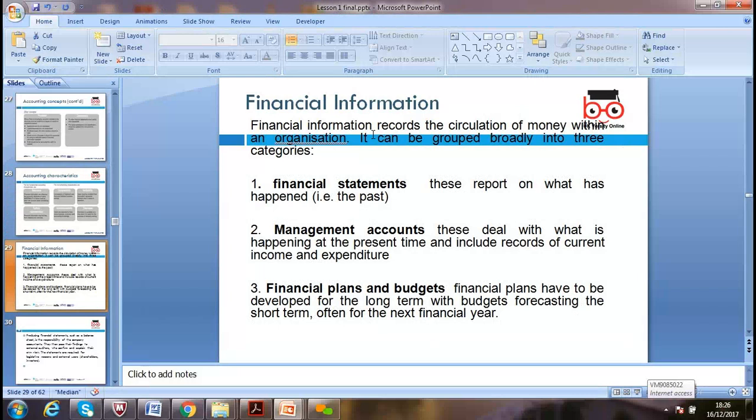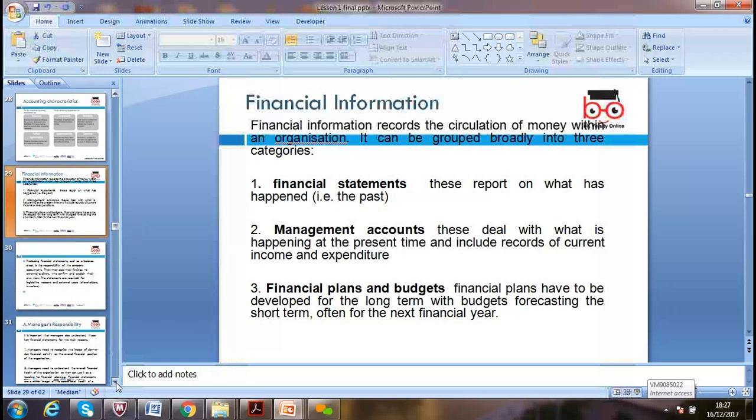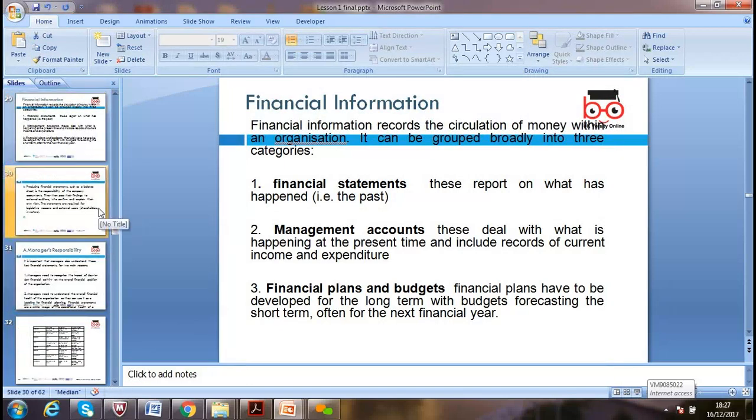Of financial information, the record and circulation of the money within our organization is grouped broadly into three categories. We look at the financial account statements, like financial reports, profit and loss, management accounts. There's an ideal record of income and expenses and the financial plan of the business, how much they are going to spend, where they are going to spend. We can look at that to help us make the decision to invest or not.